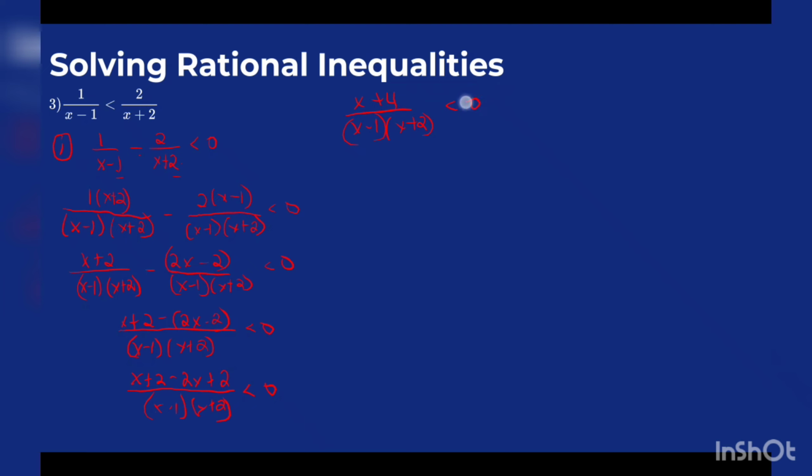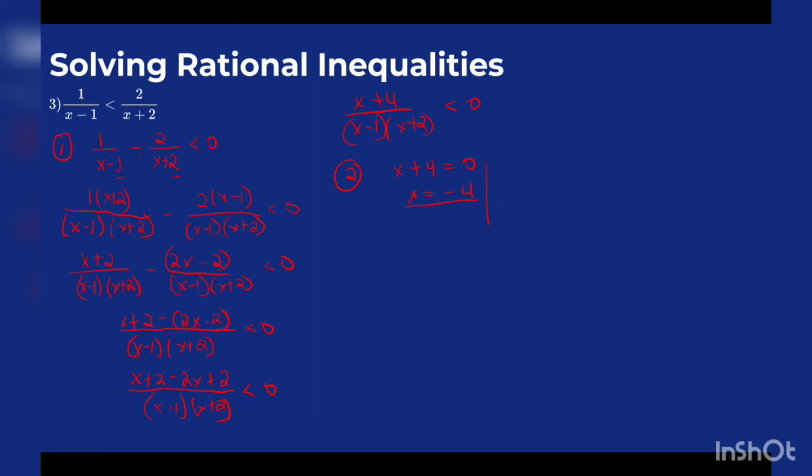less than 0. And from here, we can proceed with step number 2, which is finding the critical values and testing them. So from the numerator, we have x plus 4, which is non-factorable. So we will be equating that to 0. And our first critical value is -4.